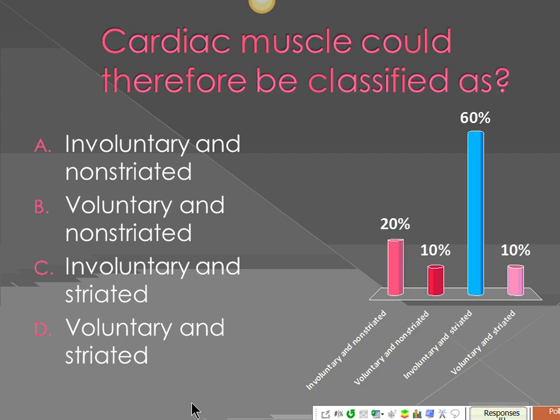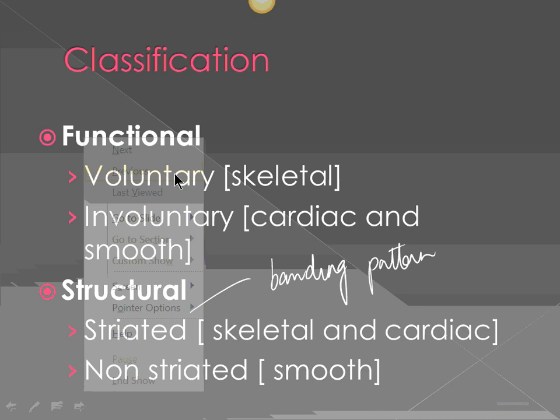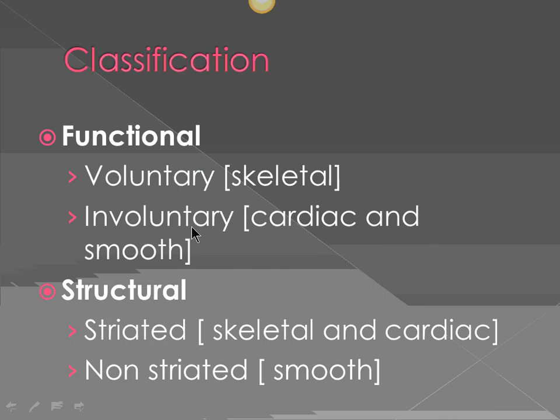Okay, well, most of you got it right. Yes, it is involuntary and it is striated. So again, if we look back, it's not involuntary and non-striated. It's not voluntary and non-striated at all. And it's not voluntary and striated. Remember, it's not under your control. So then you automatically think involuntary. So if you go back and look at this slide, involuntary is cardiac, and striated is also cardiac. So it's both striated and involuntary. Okay? So that's how you're going to put the two together.